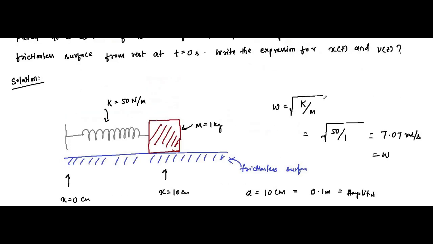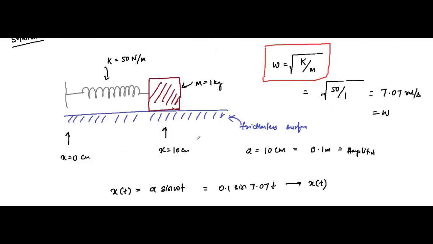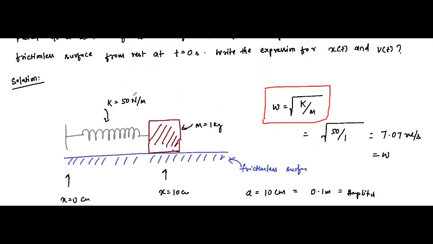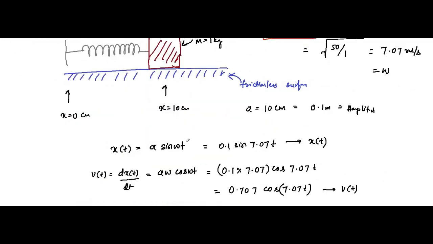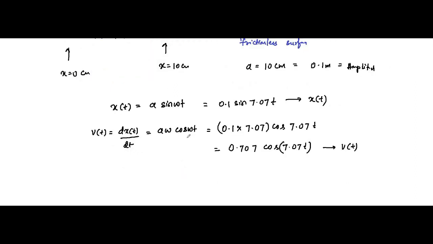So the important thing here to remember is this: for a spring and mass connected system executing simple harmonic motion, the angular frequency is given by root over of k by m, where k is the spring constant and m is the mass. The remaining is very simple. Just remember the basic format of the SHM equation, and all we have to do is substitute the values.